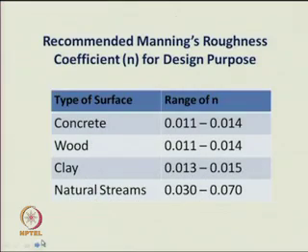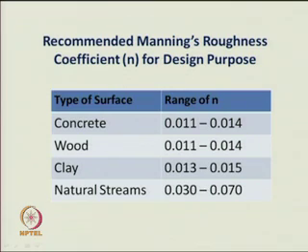We will just see some of the recommended Manning's roughness coefficients for various design purposes. We can just show it here. For example, if it is a concrete surface, you can take the range of n from 0.011 to 0.014, and similarly for wood, for clay, for natural streams.